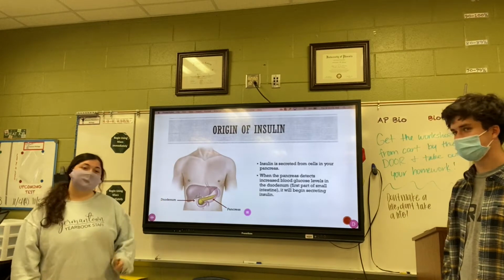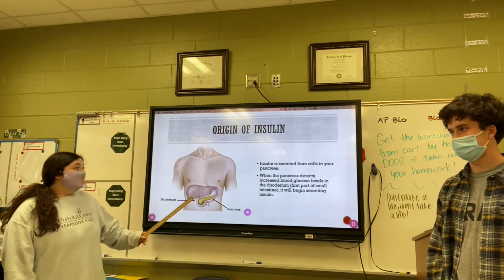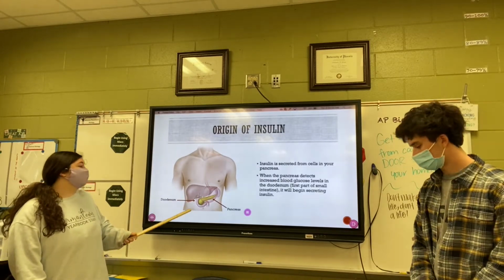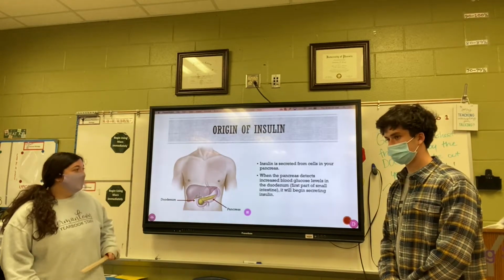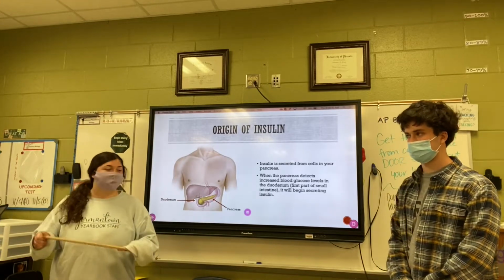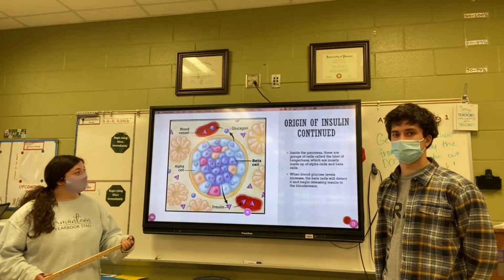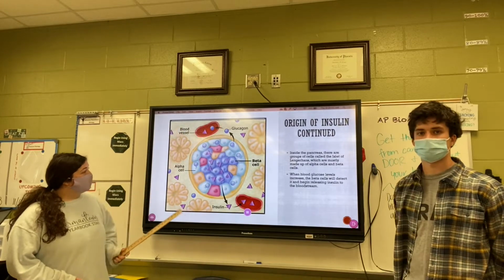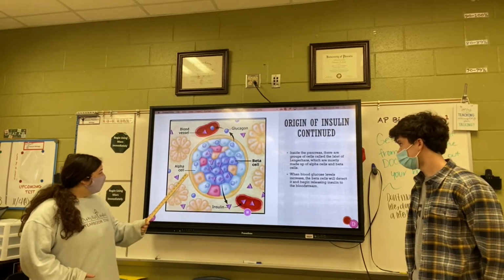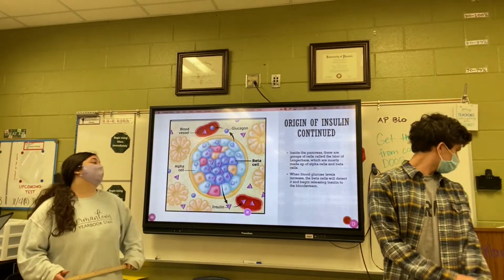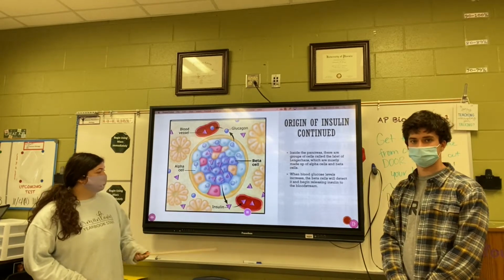The origin of the insulin. Insulin is secreted from the cells in your pancreas, which is right here on this diagram, and the pancreas detects increased blood glucose levels in the duodenum, which is the first part of your small intestine right here, and it will begin secreting the insulin to regulate the blood glucose levels. Inside the pancreas, there are groups of cells called the islets of Langerhans, which are mostly made up of the alpha and the beta cells, which we can see here. And when blood glucose levels increase, the beta cells will detect it and begin releasing insulin into the bloodstream.